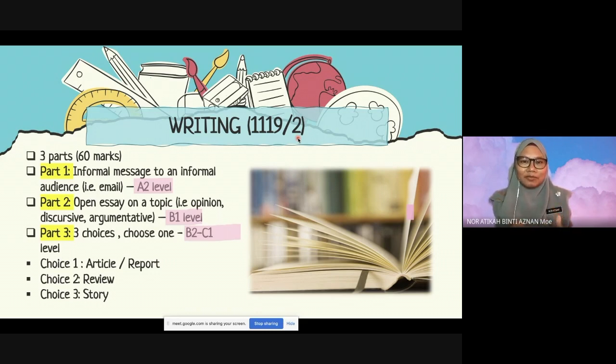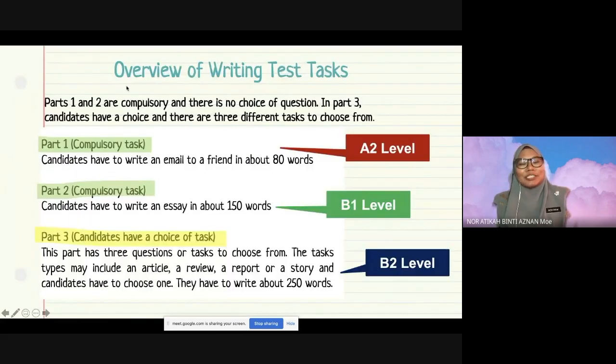So the level of difficulty is increased according to the complexity of the task, and the length of your writing is also longer. The first part is short, the second part is slightly longer, and the third part takes the most time and the most words that you need to write. So let's move on to the next one, which is the overview of writing test tasks.